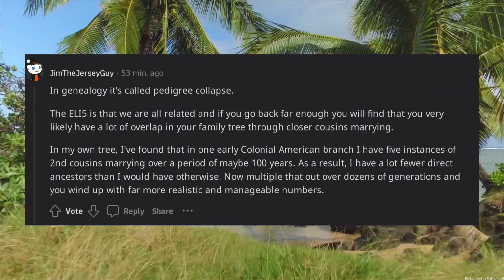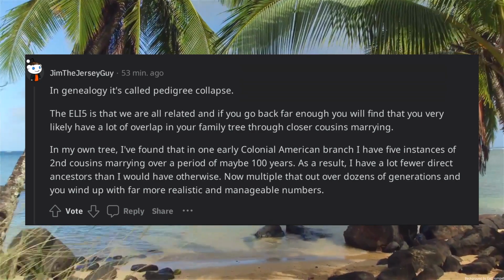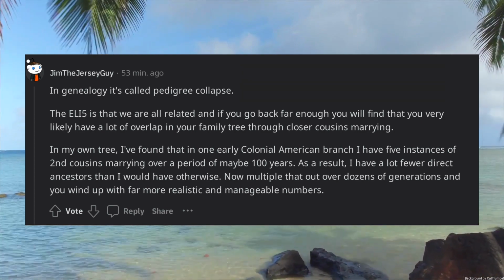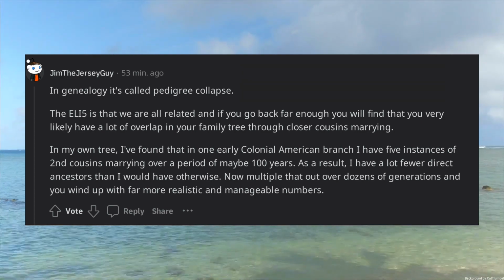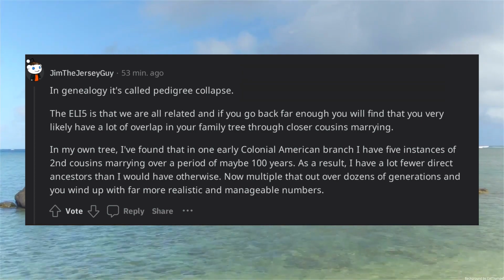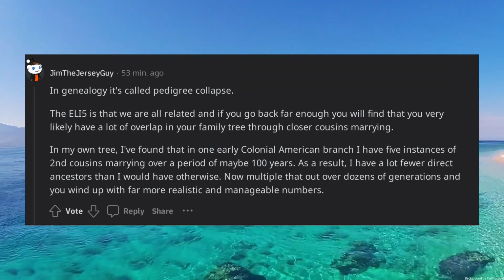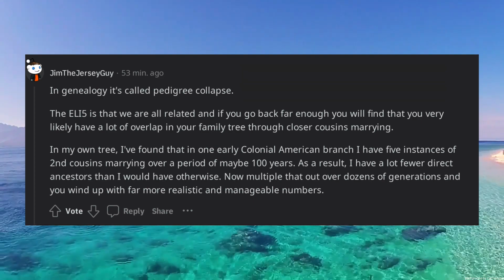In my own tree, I found that in one early colonial American branch I have 5 instances of second cousins marrying over a period of maybe 100 years. As a result, I have a lot fewer direct ancestors than I would have otherwise. Now multiply that out over dozens of generations and you wind up with far more realistic and manageable numbers.